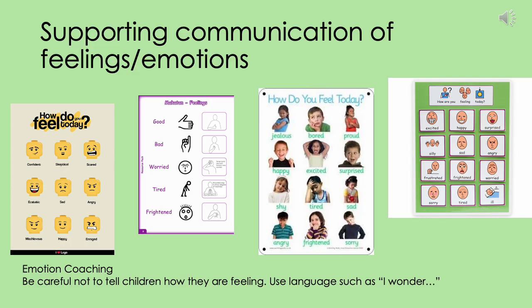And I always add at this point, be really careful not to tell children how they're feeling. What I mean by that, for example, if you've got a very dysregulated little child and you're telling them they're angry, that might make the situation worse. They might say to you, I'm not angry. So I always add, be careful and mindful to use language such as, I wonder if you're feeling, or I think that you might be, just so that the children don't feel like you're telling them what they are.